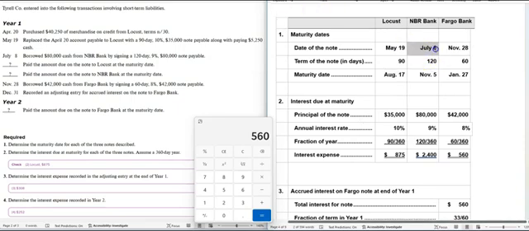Same thing with the NBR Bank note. It was signed on July 8th. It will mature on November 5th. Everything owed on this note will be paid all within this year. So there's no adjusting entry required.